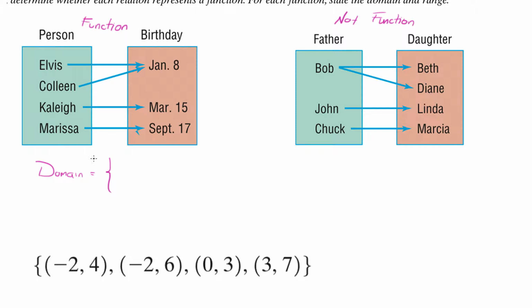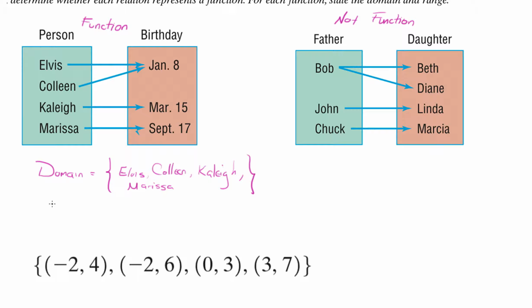So the domain are the inputs. So Elvis, Colleen, Calais, and Maritza. Okay. Now, very important. Each element is separated by commas. Okay. It doesn't matter the order of the domain in these sets.